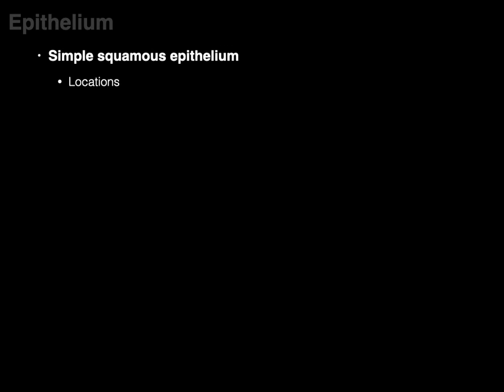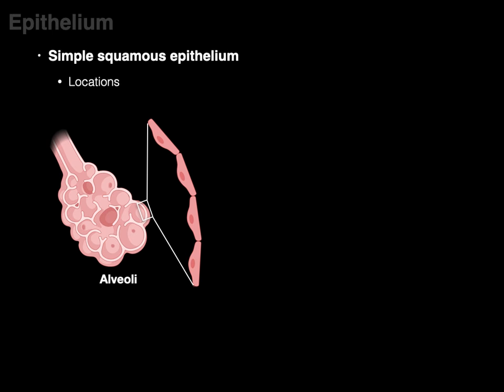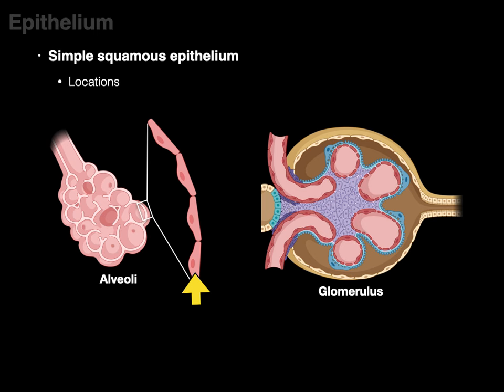Now, the locations of simple squamous epithelium are a number of places. One common place is the alveolus, where there's the simple squamous cells for gas exchange with the air and the blood. And then there's our glomerulus, in part of your kidney, where you've got flat cells.